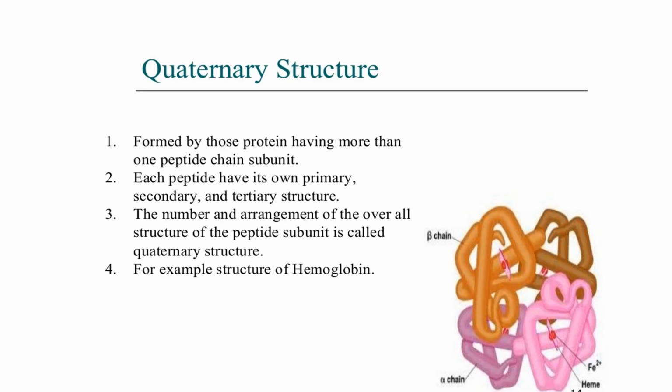Quaternary structure is formed by those proteins having more than one peptide chain subunit. Each peptide has its own primary, secondary and tertiary structure. The number and arrangement of the peptide subunits in the overall structure is called quaternary structure. For example, the structure of hemoglobin.